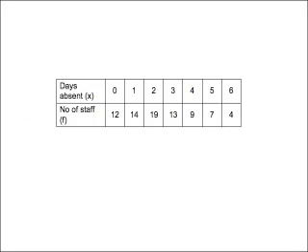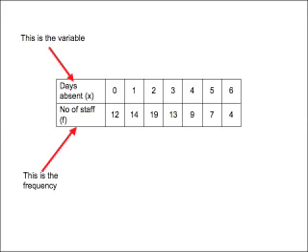Here's some data of the kind you might find in an exam question. A small company was monitoring absence for a 3-month period, and 12 staff had no absence at all, 14 staff had 1 day away, and so on. The days absent is the variable, that's what you're trying to find the mean of. The number of staff is the frequency. You've got to spot which one's acting as the frequency and which one's the variable, otherwise the question becomes impossible to answer.